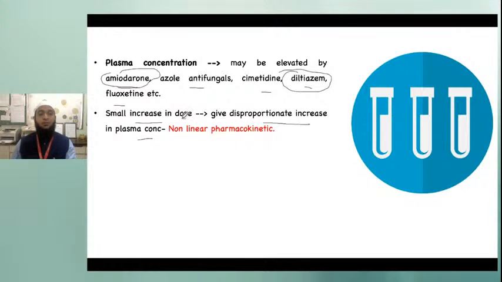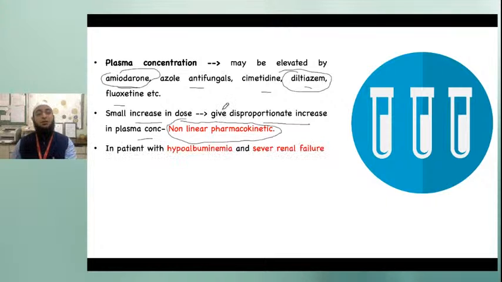So what was the problem? Non-linear pharmacokinetics. Phenytoin is well known for non-linear pharmacokinetics, so it is better to check its plasma concentration at a particular time. Likewise, the very dangerous thing is seen in patients with hypoalbuminemia and severe renal failure, because phenytoin is excreted by the kidney, and 99% of phenytoin remains bound to albumin.